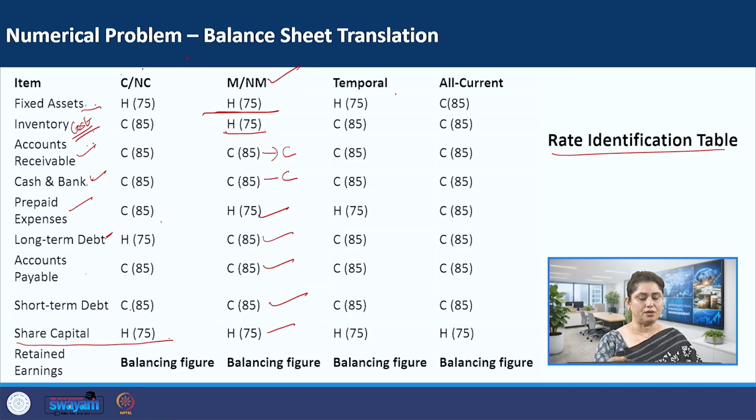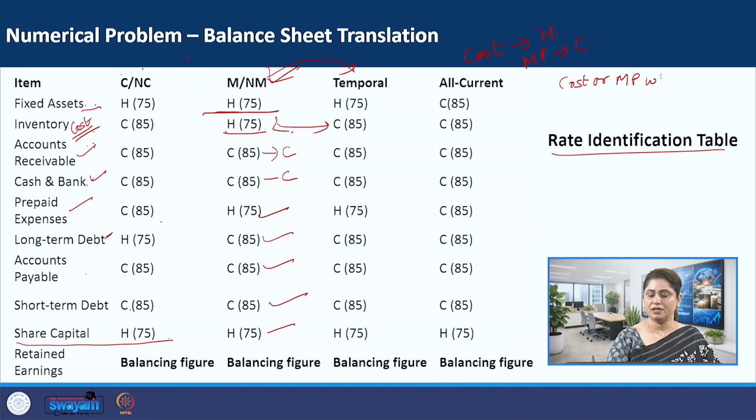Next comes the temporal method. The temporal method is very similar to the monetary and non-monetary method. The distinction arises only in terms of inventory. If the inventory is at cost, then we are going to convert it at the historical rate. But if the inventory is valued at the market price, it is going to be converted at the current rate. So, we value inventory at cost or market price, whichever is lower.